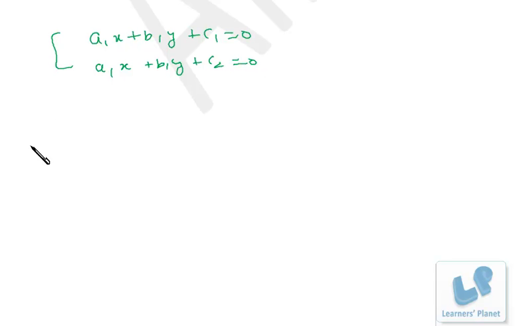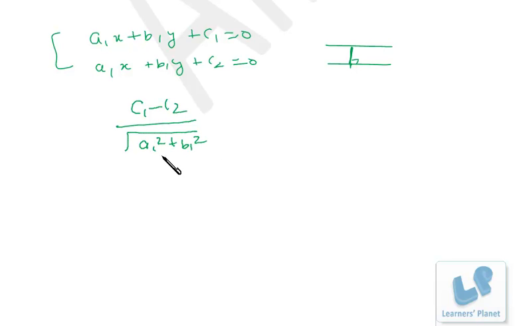Similarly, if two lines are parallel, suppose a1x plus b1y plus c1 is equal to 0 and a1x plus b1y plus c2 is equal to 0, they represent parallel lines where the coefficients of x are in proportion, coefficients of y are in the same proportion, but c1 and c2 are different, right? So these two lines represent parallel lines. In that case, what happens? The distance between these two parallel lines, which we can also call the perpendicular distance, is given by c1 minus c2 upon root of a1 square plus b1 square.